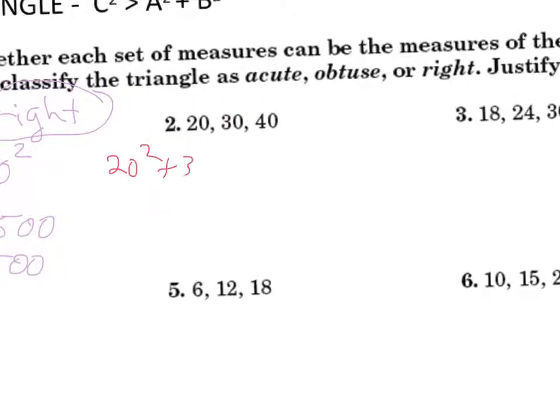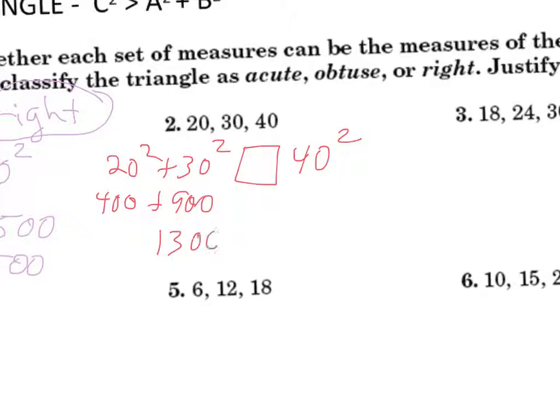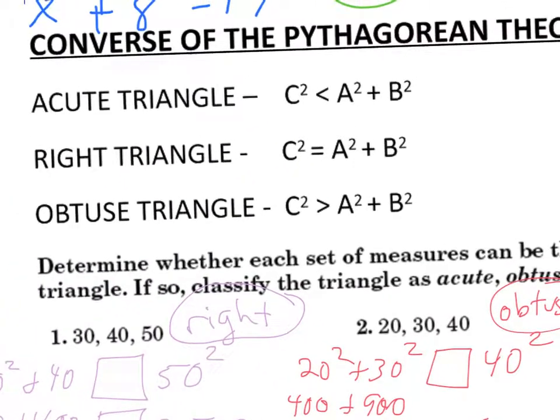Now let's look at this one. 20 squared plus 30 squared, and you do know that I'm picking 40 squared as my hypotenuse because it's the longest, because the hypotenuse is always the longest. So 400 plus 900, which is 1300. And 40 squared is 1600. Notice the hypotenuse squared is larger than a squared plus b squared. And when that is the case, it's obtuse. And that's what these inequalities up here are saying.